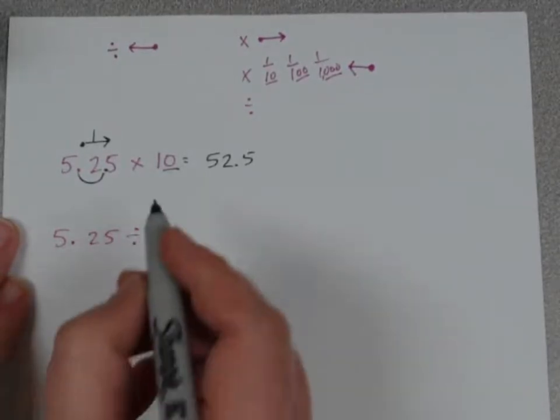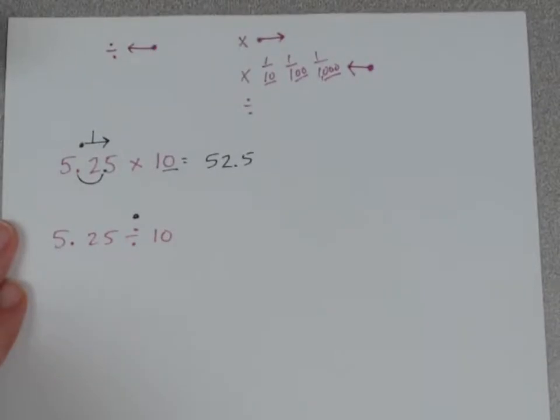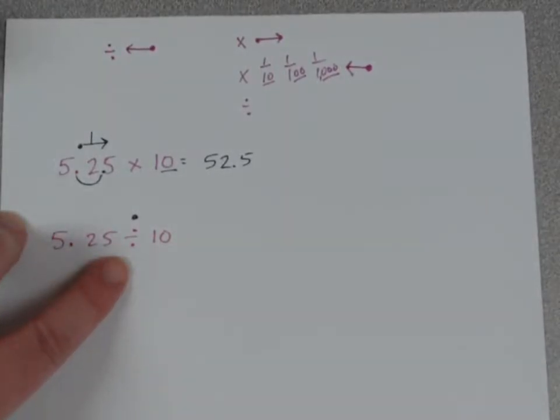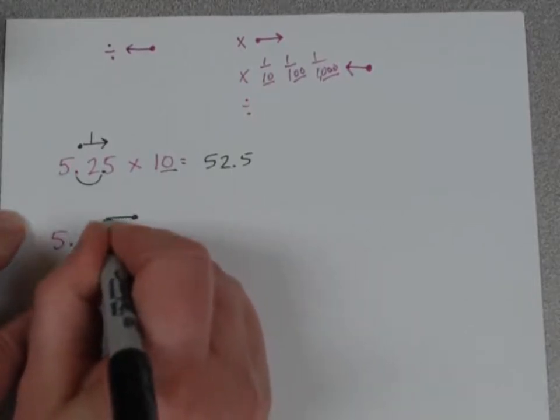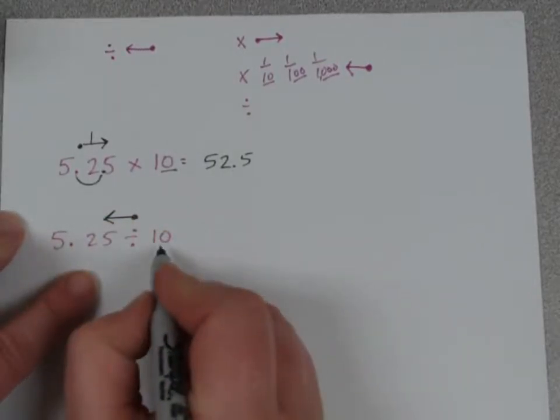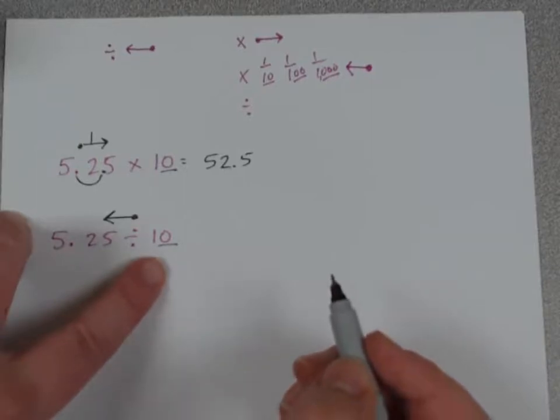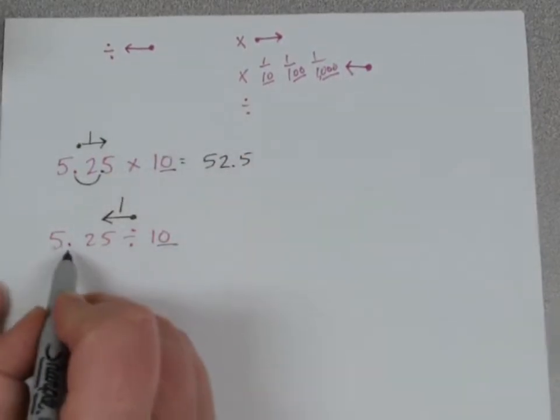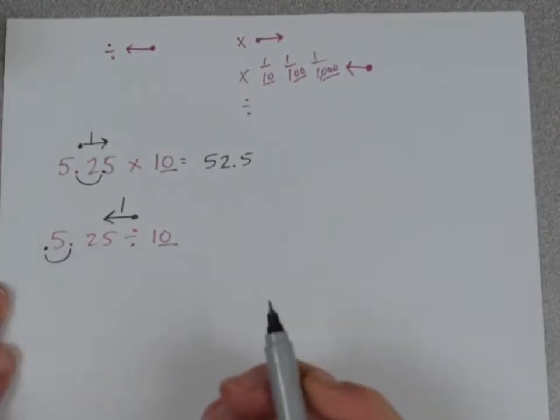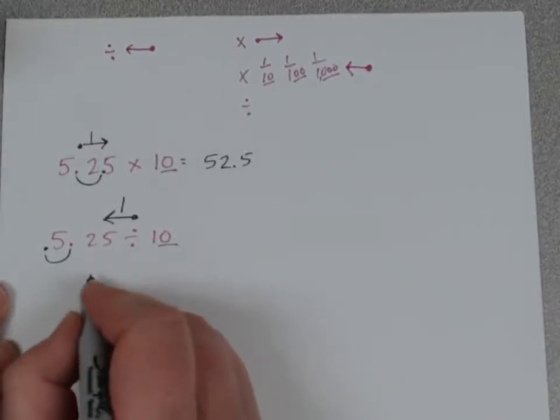They would do the same thing. They would put the decimal up here. They would realize that we're going to be dividing, so the number is going to get smaller, so we move to the left. How many times? 1. So they just move this decimal one place to the left.